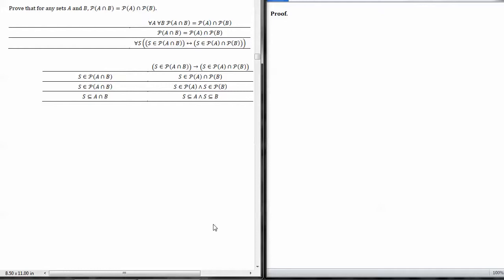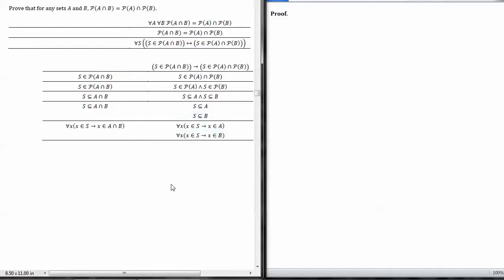And now we've got a conditional over in our goal, so let's just split that up into two goals. And now we have a bunch of subset statements. And we can write out the definitions of those. So remember, for S to be a subset of A intersect B means for all X, X in S implies X in A intersect B. And similarly for these other two statements. Right, so did I say there exists an X back there? I meant for all X.